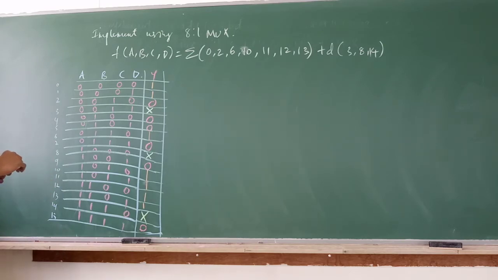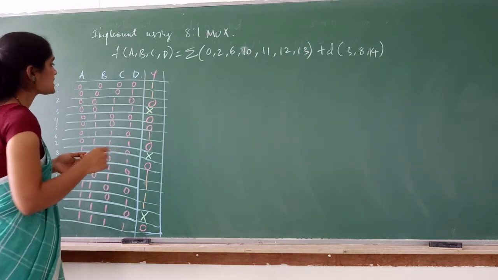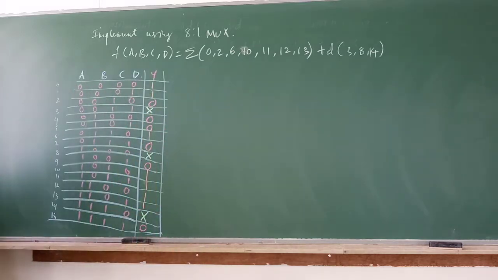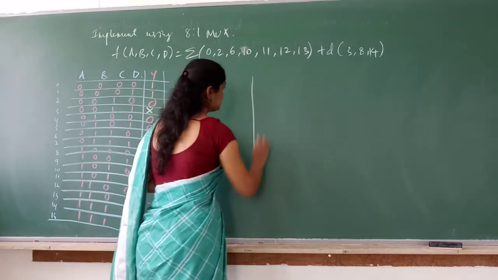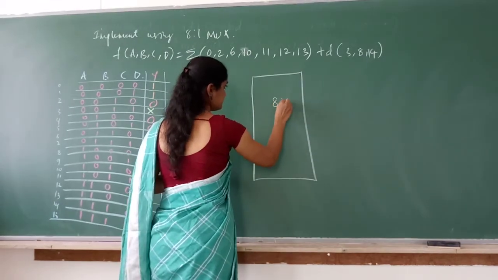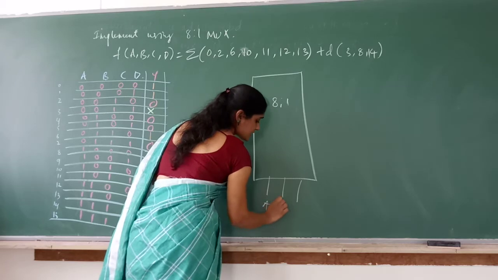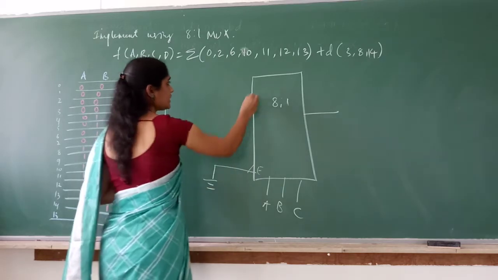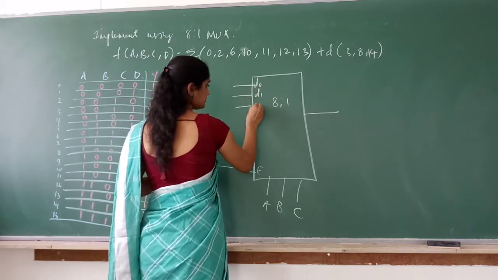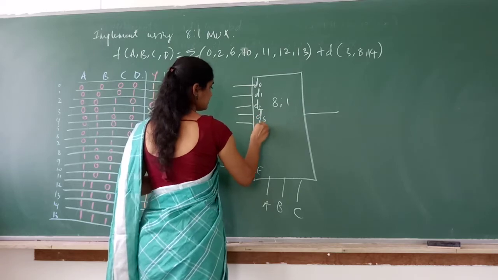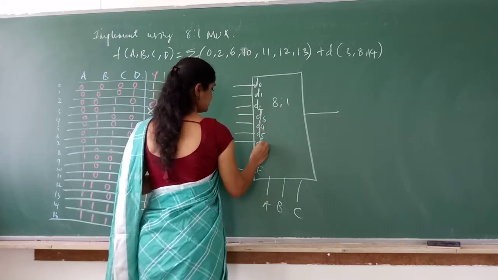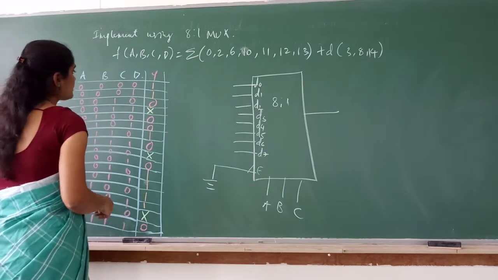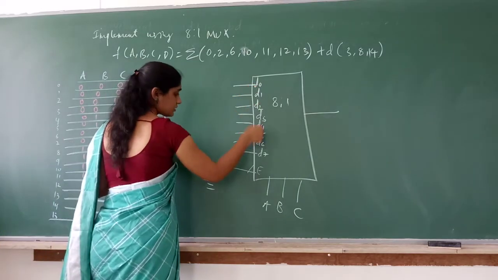So I have written. So now I have to implement this using an 8:1 mux, and let us take A, B, C as select inputs. So I will write the logic symbol of 8:1 mux. I will take A, B, C as select inputs, one output, one enable input, connect back to ground. Okay. So D0, D1, and now I have to decide what is D0 till D7.